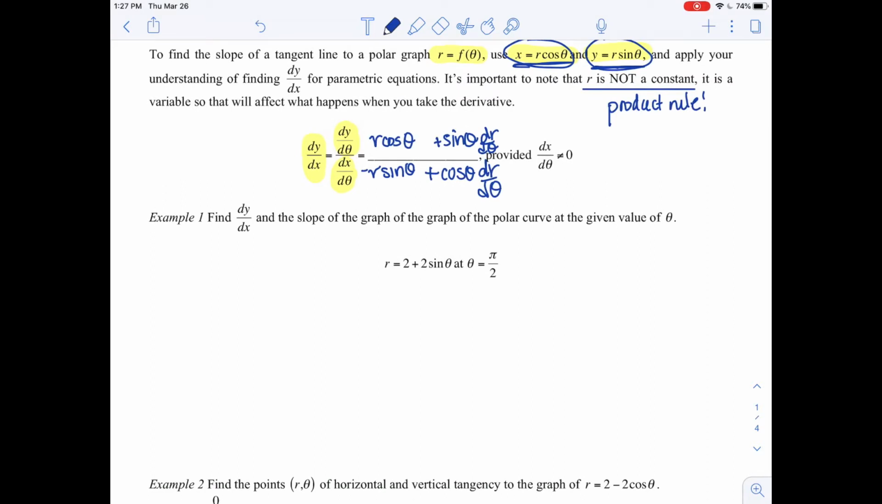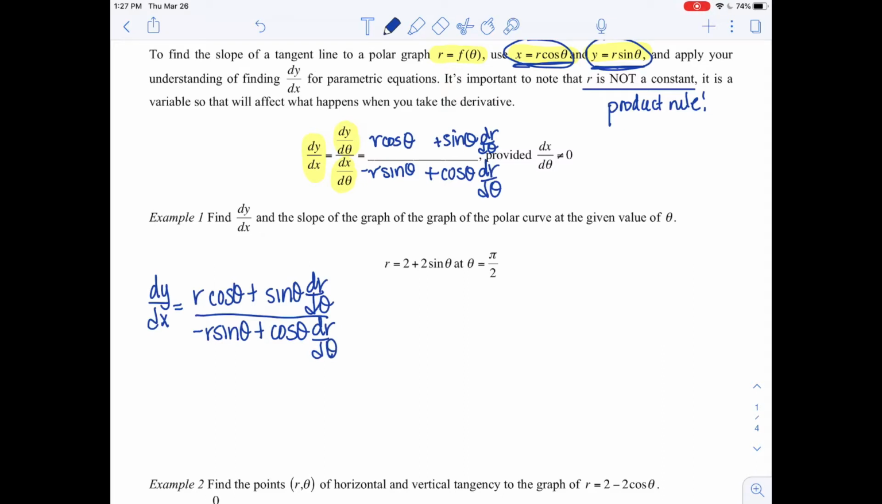So take a look at example number 1. Find dy dx and the slope of the graph of the polar curve at the given value of theta. So let's start with the fact that, again, dy over dx comes from dy over d theta over dx over d theta, which came from the formula that we have above. Actually, you don't have to write this part down. Just go right to using the formula above: r cosine theta plus sine of theta dr d theta, and negative r sine theta plus cosine of theta dr d theta.